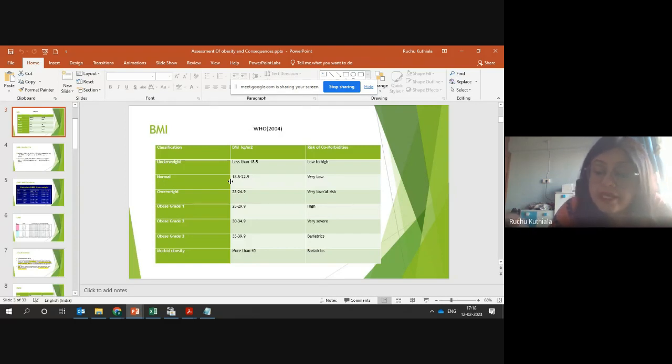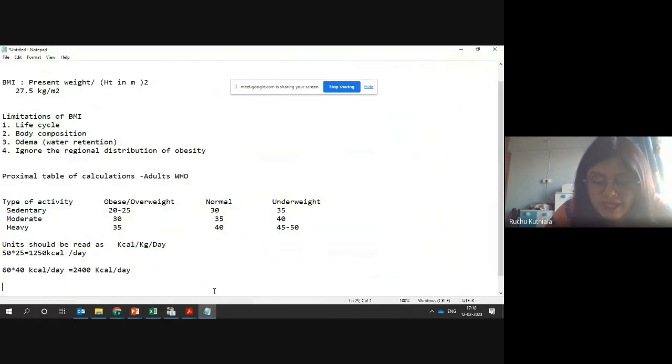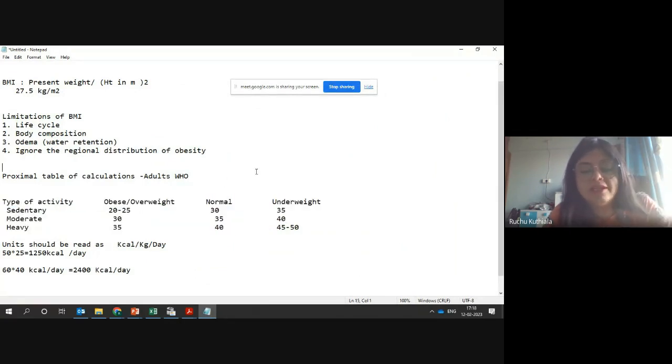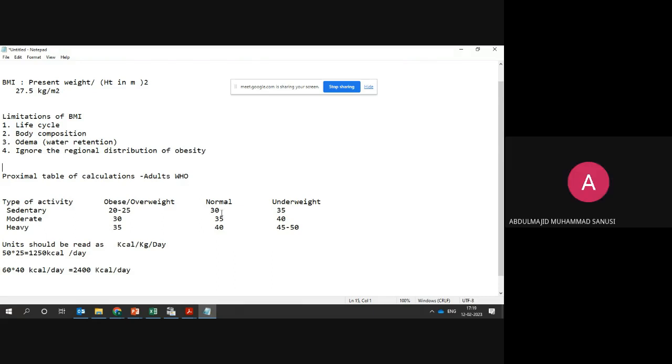So what should be the energy I should be giving? When it comes under the normal category, then according to this table, I have to see the center line. Could you see this normal category what I have shown on the screen? 30, 35, 40. Yes, ma'am.